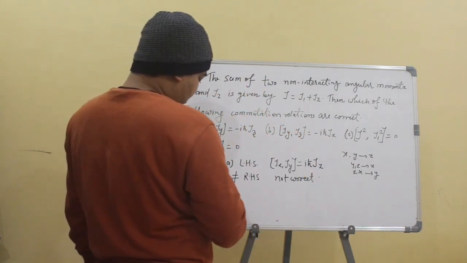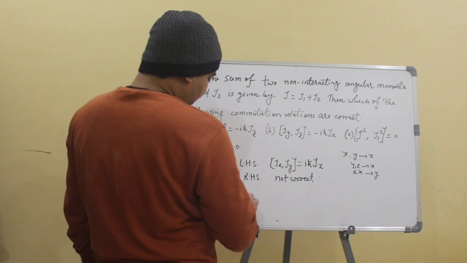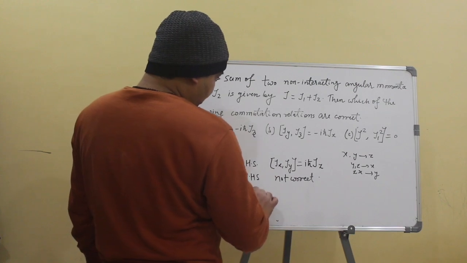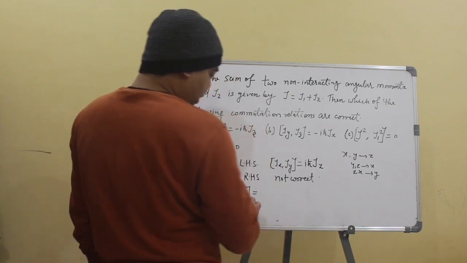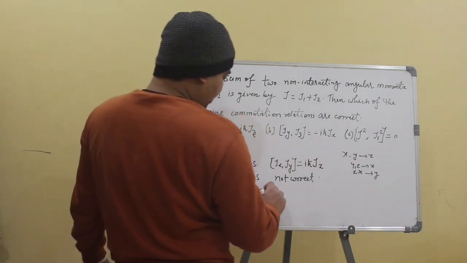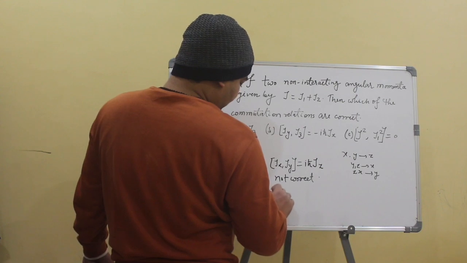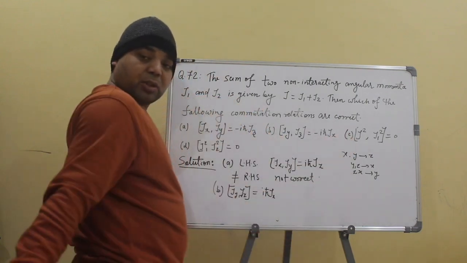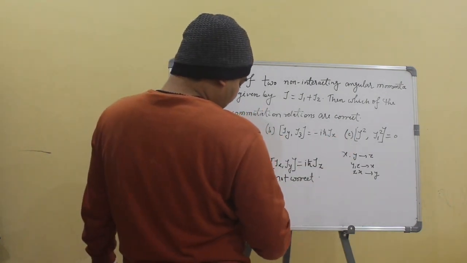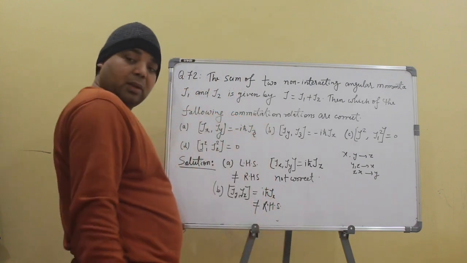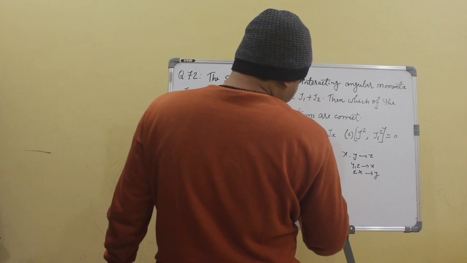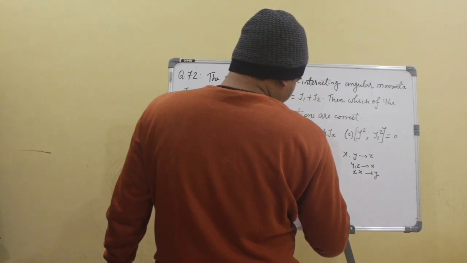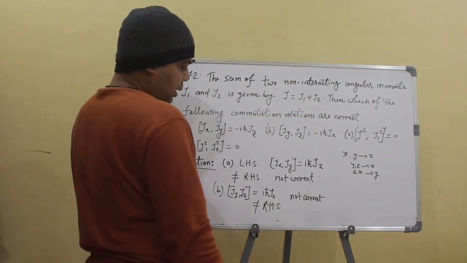Similarly, the second one. The second one says [Jy, Jz], which is again in cyclic order, yz goes to x, so it will be iħ multiplied by Jx. But here it is minus, so it is not correct, LHS not equal to RHS. So it is not correct.